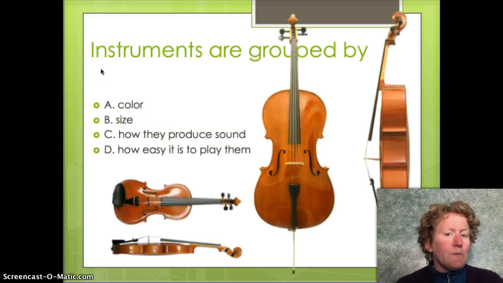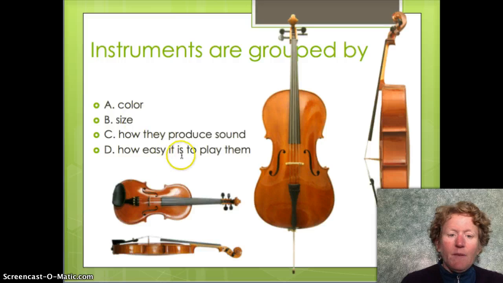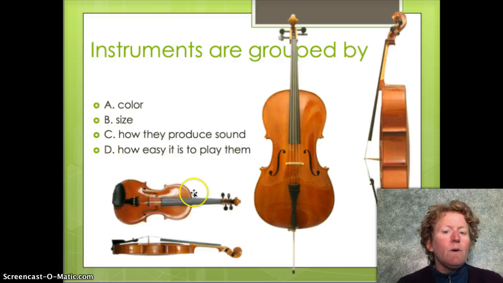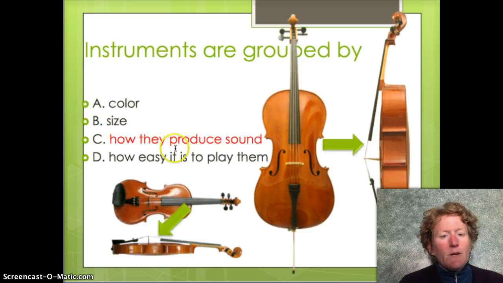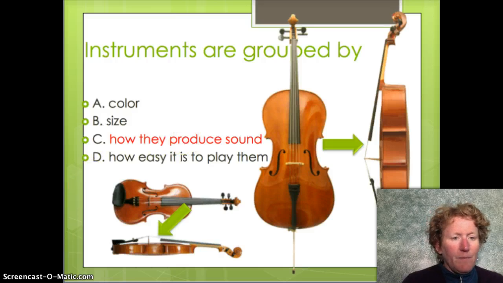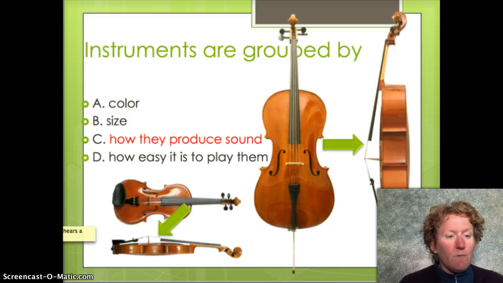Instruments are grouped by how they produce sound. These are two kinds of instruments, and notice they both have strings. This is a violin and this is a cello. You might know that if you're a musician. Pianos are really a stringed instrument as well, or percussion, depending on how you think about it.